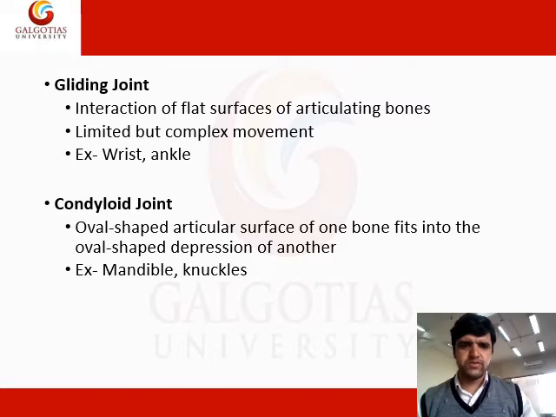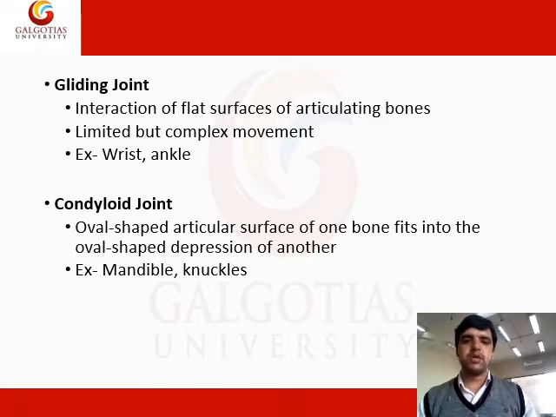Next type of synovial joint is the gliding joint. Basically, these are the types of joints where the flat surfaces of the articulating bones interact. Two flat surfaces of two different bones are articulating together and forming a joint. In these types of joint, the movement is limited, but complex movement is possible. It is not that movement is not possible. It is a kind of freely movable joint, but complex movement is possible with a limited amount of interaction between the surfaces.